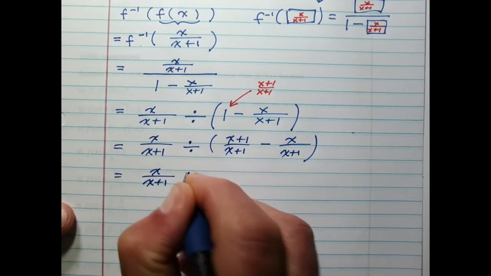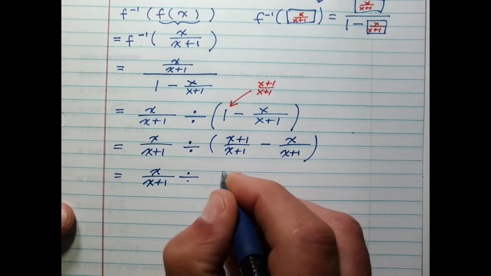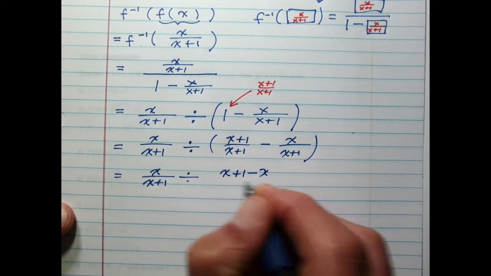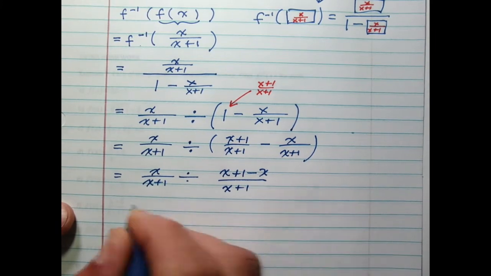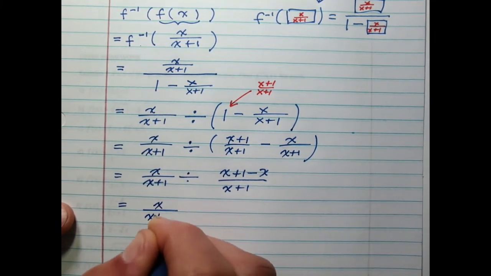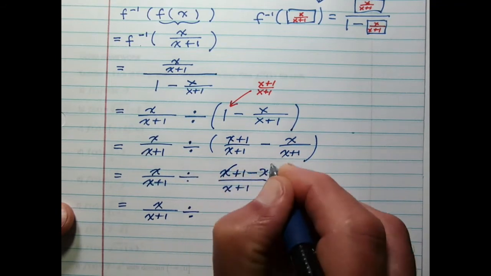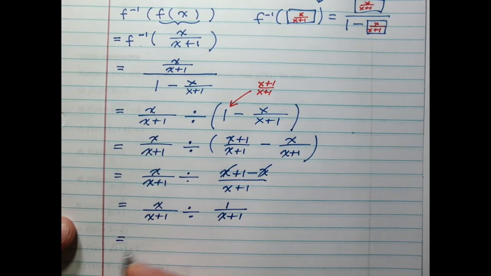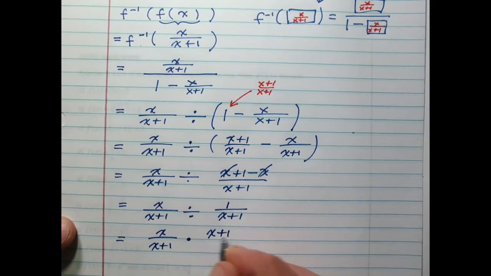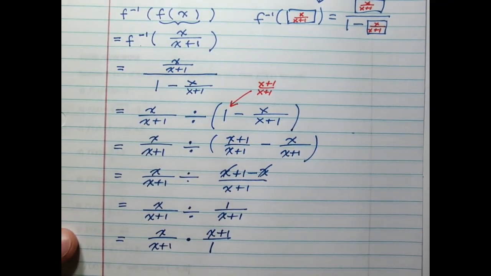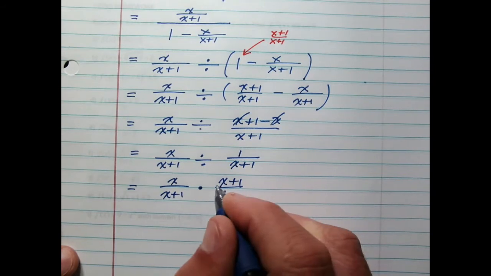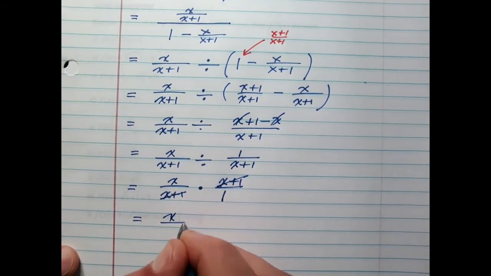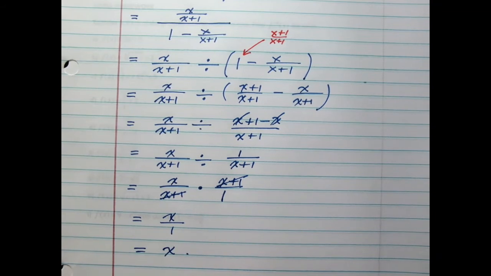Recopying x over x plus 1 divided by, now I can combine into a single fraction, x plus 1 minus x all over x plus 1. And I think that simplifies a little bit because x minus x leaves me with just 1 over x plus 1. And finally I can do the division. X over x plus 1 times, I'm going to invert and multiply, right? Take the reciprocal of the second and multiply. And the x plus 1's cancel. I have x over 1. And there's my x.